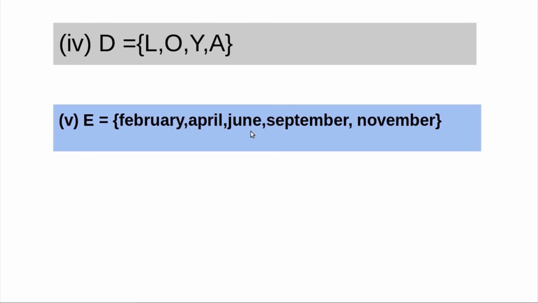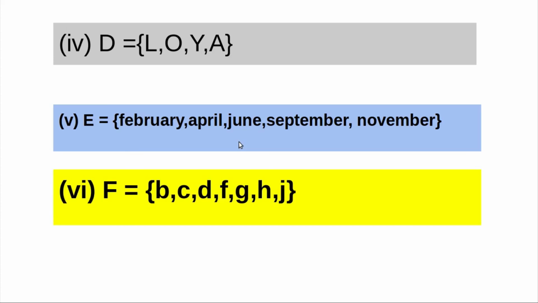F is equal to set of all x such that x is a consonant in the English alphabet which precedes K. That means we have to write all consonants, not vowels, all non-vowels before the letter K. The first letter is A. A is a vowel, therefore we can't take A. The second letter B is not a vowel, therefore the first element is B. Then C, then D. Then E is a vowel, therefore we cannot take E. The next letter is F. Then G, then H. Then I is a vowel so we cannot take it, then J. These are the consonants before the letter K.